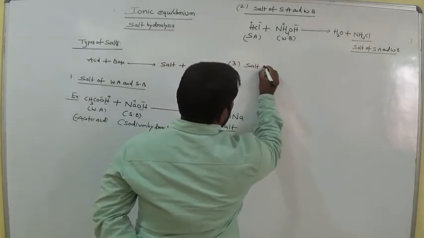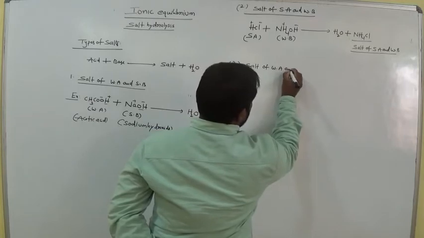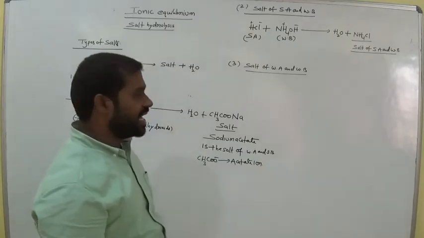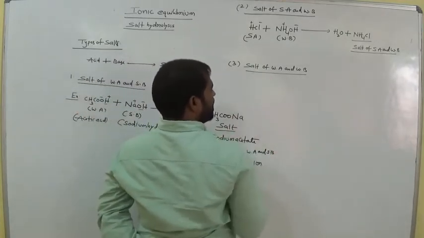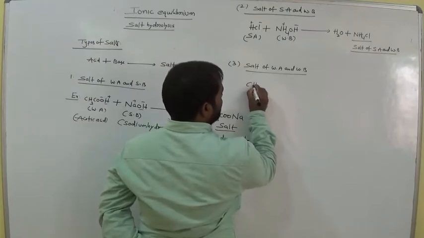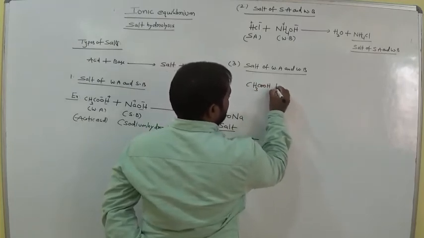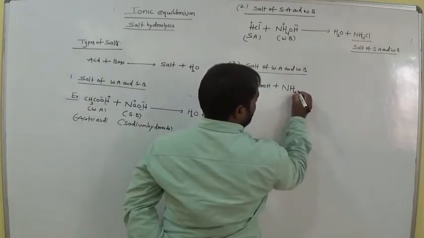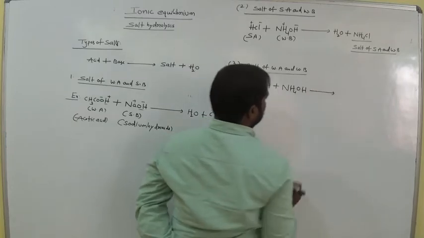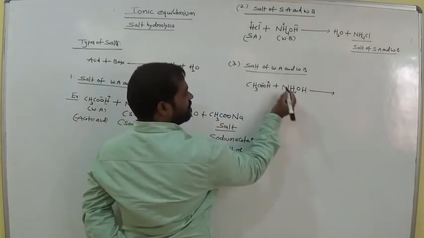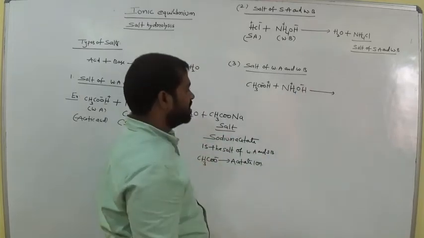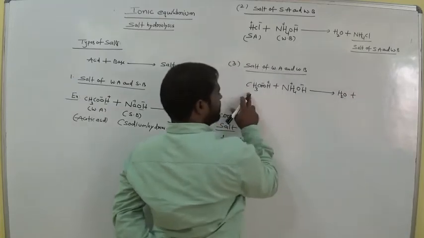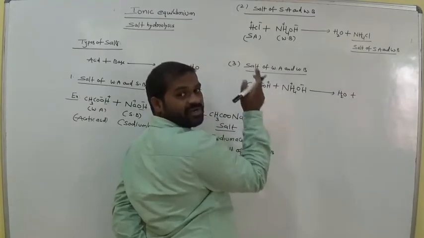salt of weak acid and weak base. Give me one example for weak acid: that is acetic acid, am I right? Acetic acid plus weak base ammonium hydroxide. Clear? It gives rise to minus and plus, plus and minus ions, am I right? So OH minus and H plus are eliminated as water, and what are the remaining ions? CH3COO minus and NH4 plus, clear?